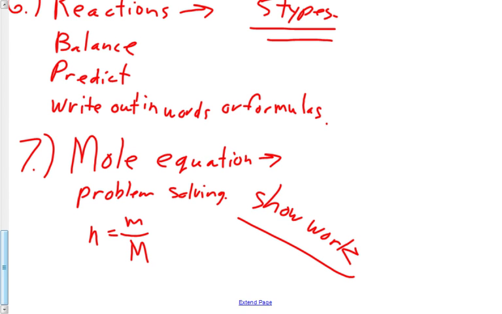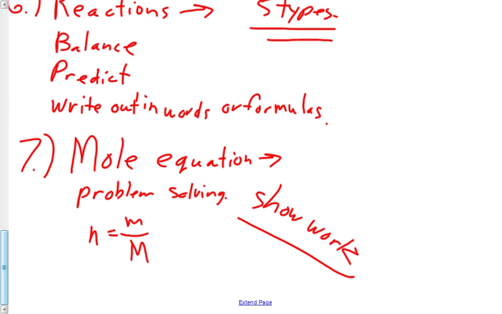You'll be given the mole equation, and you'll be given Avogadro's number on the front page of the test. You can use your periodic table, so remember to bring it on Monday. You can use your periodic table on the test.